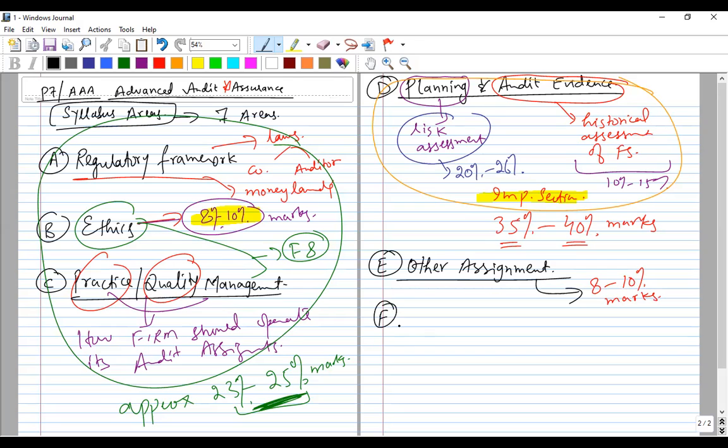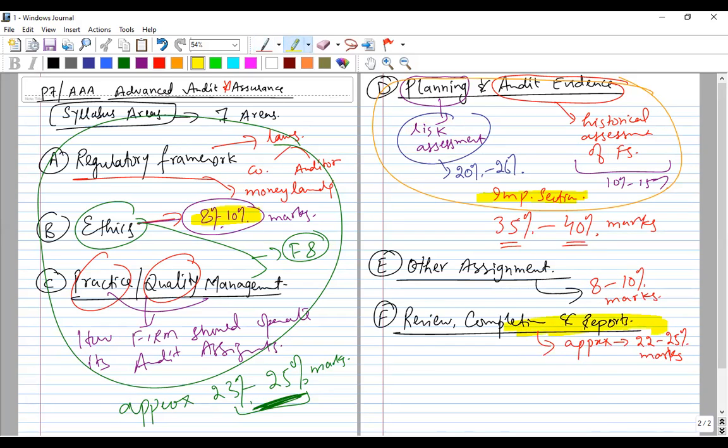And part F, which is review, completion, and reports. Reports means audit reports, audit reporting. This area approximately covers, you will be surprised, 22 to 25% marks. This is yet another important area to focus on, the audit report, because if the audit report is not examined, according to me, the audit paper is incomplete.